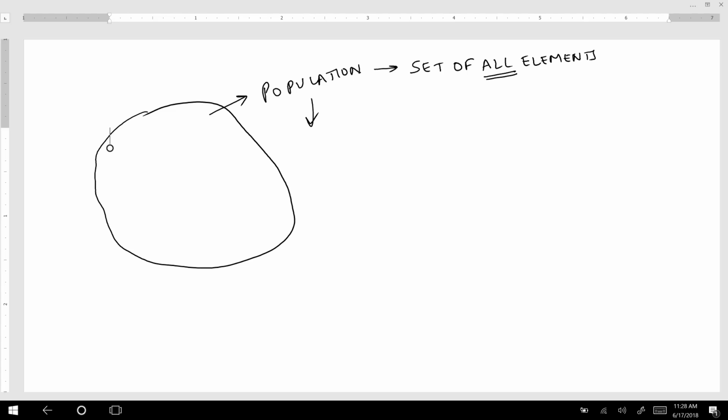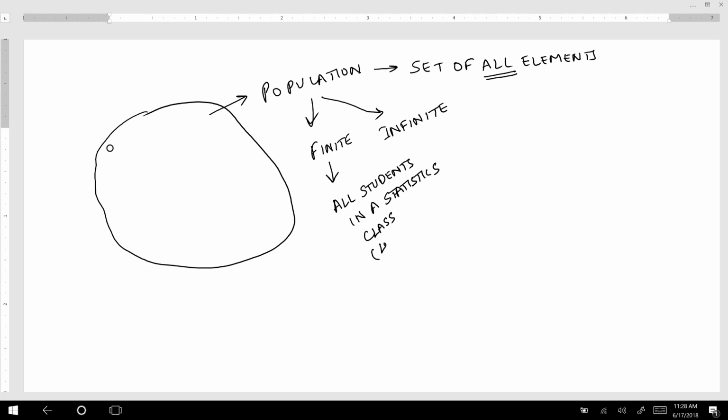So a population can be of two types, finite and infinite. A finite population, an example would be all students in a statistics class. So if there are 40 students in the statistics class, then the population would be 40.